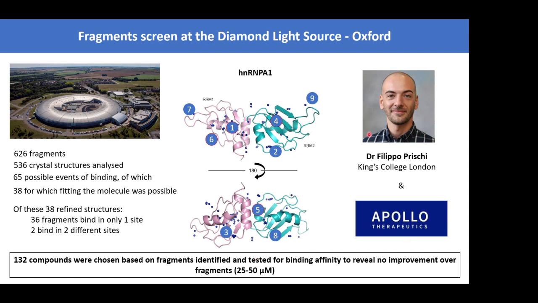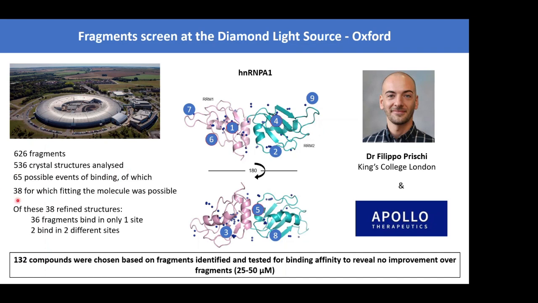Regardless of this, in collaboration with Filippo Prischi, who came a few weeks back to give a talk here, we crystallized HNR-PA1 and then submitted the crystal structure to a fragment screen at the Oxford Particle Accelerator. So what you do is you've got a crystal for your protein, you add your chemical fragments, and whether it binds or not, you get X-ray diffraction, and you get a crystal structure of your protein in conjunction with the fragment that you add. That enables you to discover chemical fragments that bind to the interesting pockets on your protein.